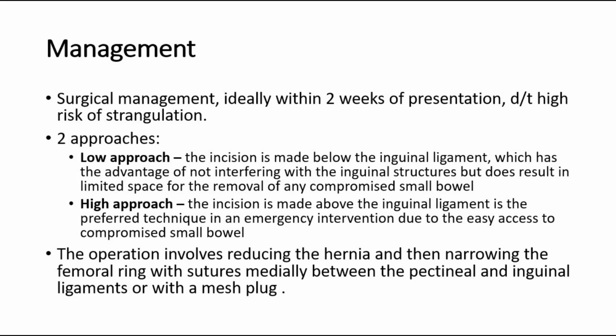Second is the high approach. The incision is made above the inguinal ligament. This is the preferred technique in an emergency intervention due to the easy access to compromised small bowel. The operation involves reducing the hernia and then narrowing the femoral ring with sutures medially between the pectineal and inguinal ligaments, or with a mesh plug.